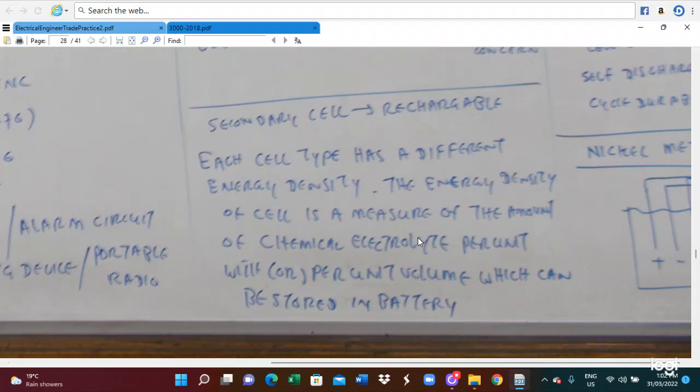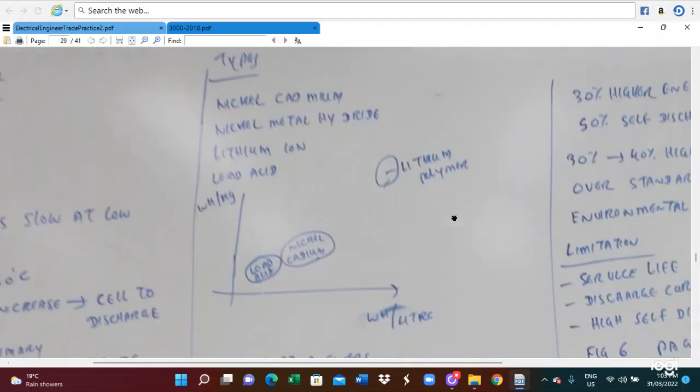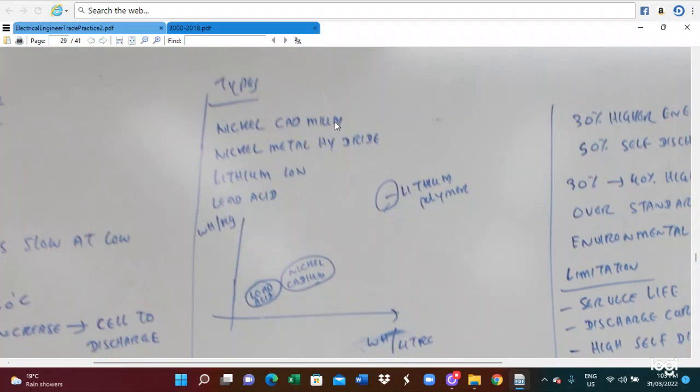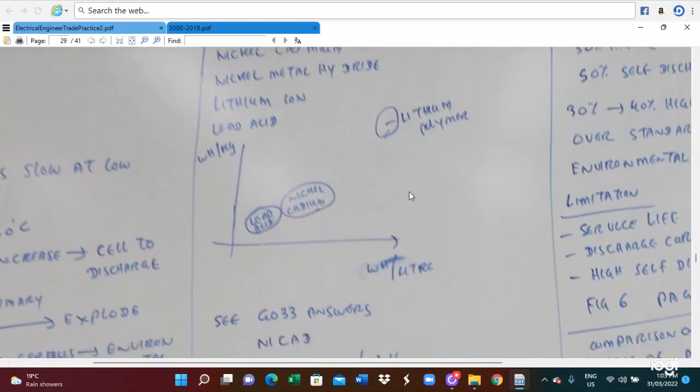The secondary cells are the rechargeable cells. Each cell has a different energy density. The energy density of the cell is a measure of the amount of chemicals or electrolyte per unit volume, or the power, that can be stored in the battery. So this is how the electric cells are utilized. This is for the types of nickel cadmium cell, nickel metal hydride, lithium ion, and lead acid. So this is for the appropriate weight, and also the weight per liter, and their relationship table.